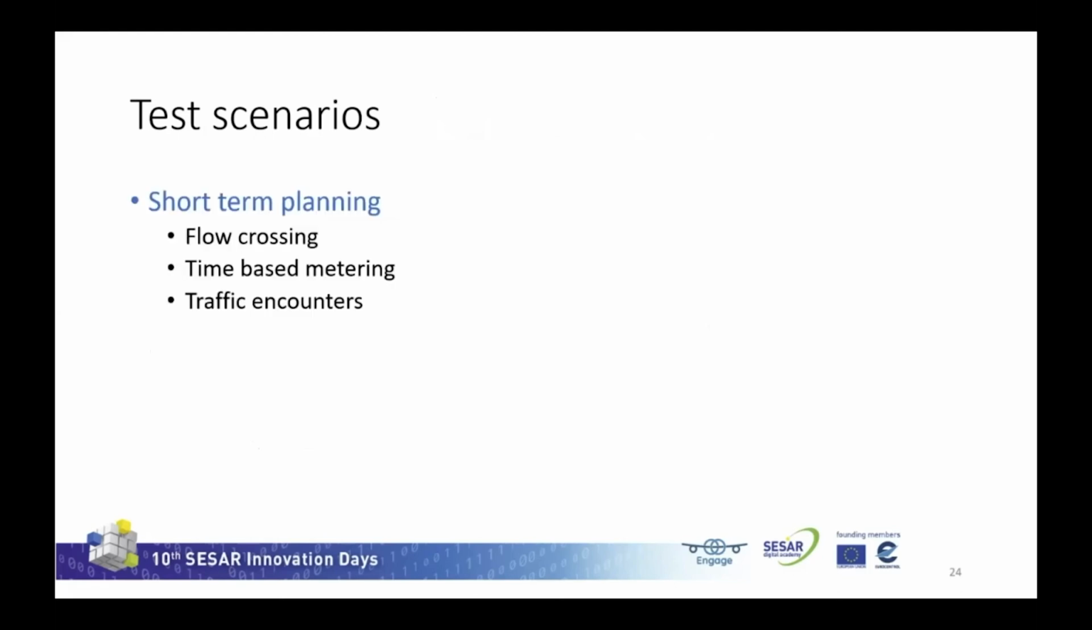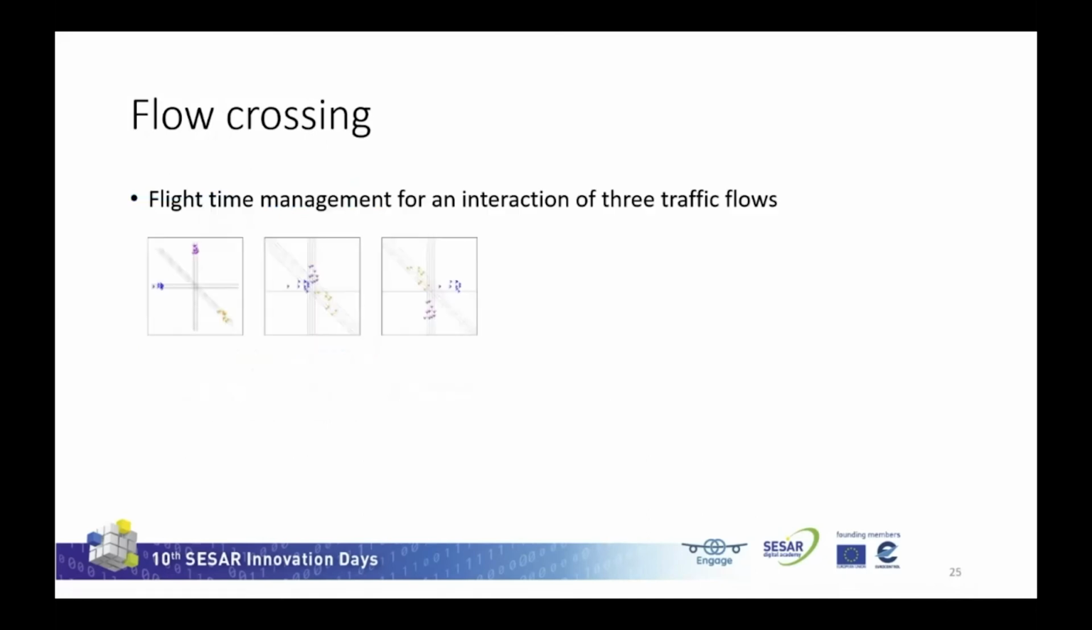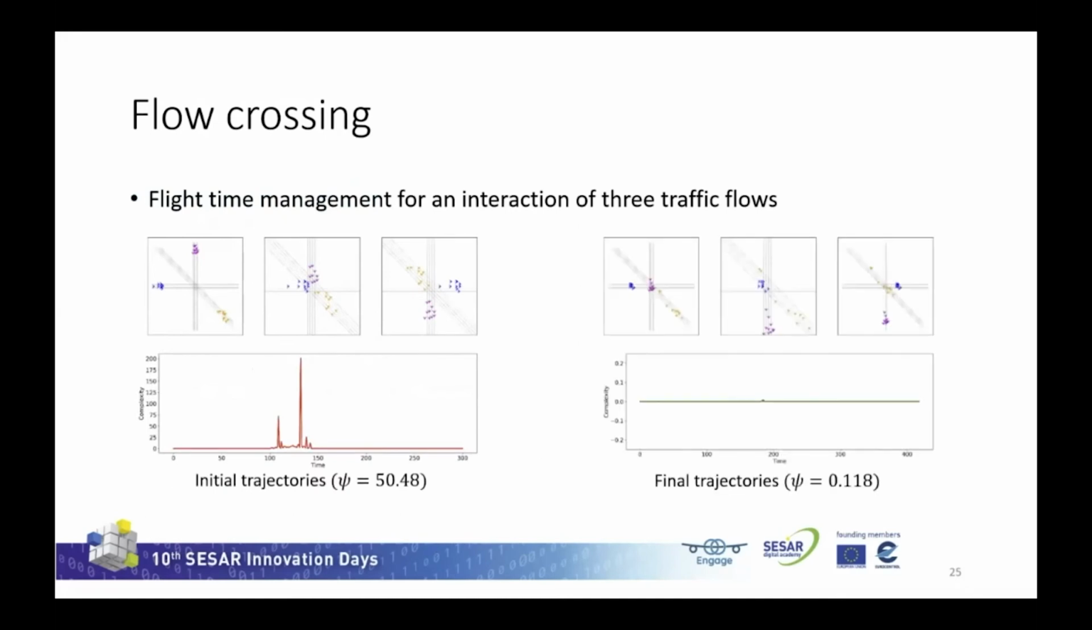We have three short-term planning scenarios: flow crossing, time-based metering, and traffic encounters. And two long-term planning scenarios to test our algorithm: the traffic in the French airspace and the same traffic, but considering time uncertainty. The first scenario is flow crossing. This scenario allows us to adjust the flight time to manage an intersection of three traffic flows. In this situation, we can identify the congestion with the complexity metric. And the resolution algorithm can reschedule the flights entering the sector with optimal complexity.